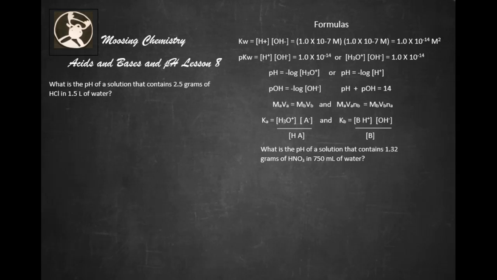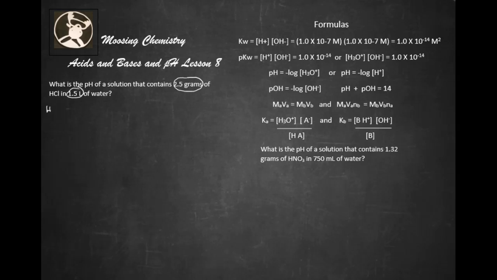Okay, this one's going to be a little bit different. Look at this. We have 2.5 grams, so we don't even have molarity, and we have 1.5 liters. So the first thing I have to do is find the molarity of the HCl before I can even find the pH. To do that, I have to get the molar mass of HCl.